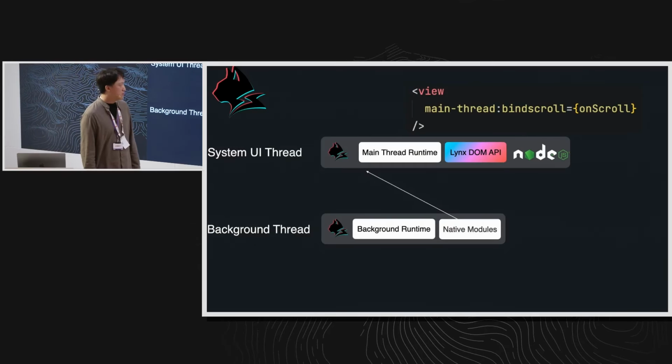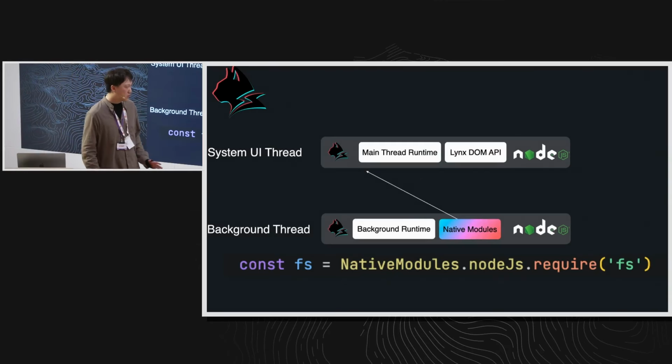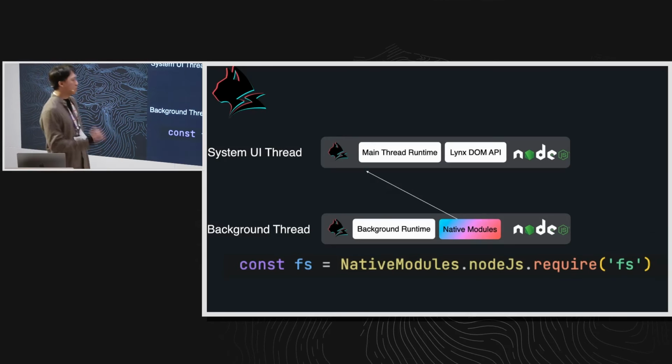As I mentioned earlier, Lynx provides DOM-like APIs to interact with UI on the system UI thread. This still holds true in the architecture of Lynxtron. We can let developers write code to handle the user's input immediately. And the second thing we can get from the architecture is that we can have Node.js also running on our background runtime, where we can use native modules, Node.js require, the file system, and we get a real JS object from Node.js.